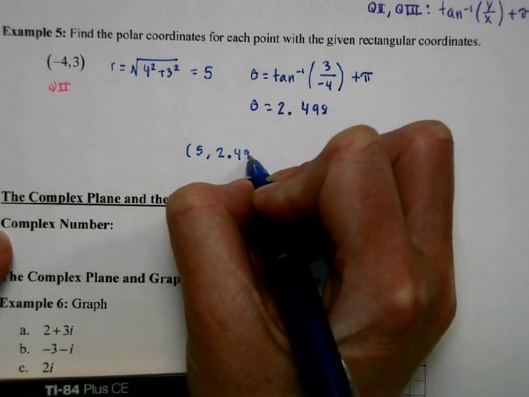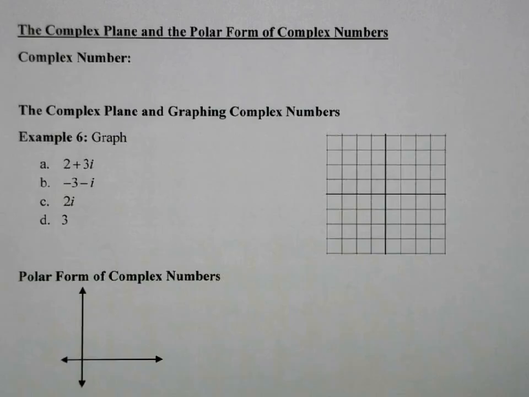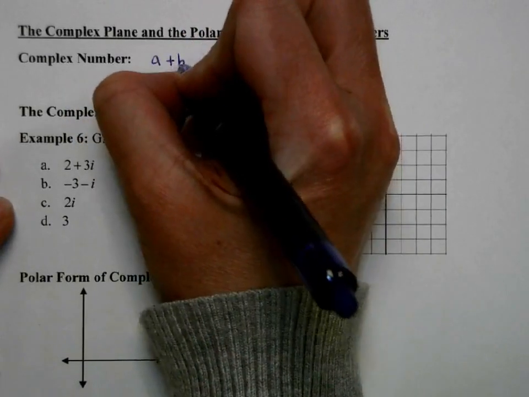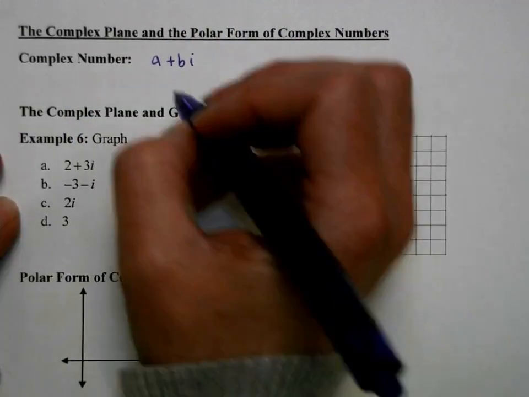All right, so now we're going to go a whole different direction, sort of, but not really, and talk about the complex plane and the polar form of complex numbers. As a reminder, a complex number is a number in the form a plus bi. A is our real part, b is our imaginary part.